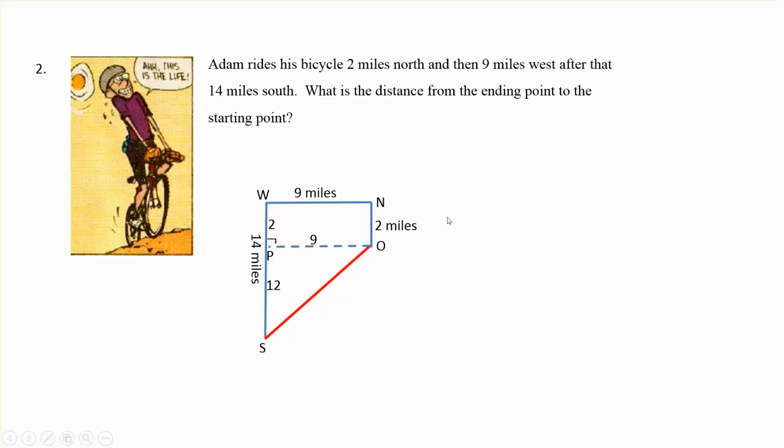Okay, let's do it together. The length of SO, we can write down here that SO square is equal to 12 square plus 9 square, which is equal to 144 plus 81, which is equal to 225. So SO is equal to the square root of 225, and the result is 15 miles.